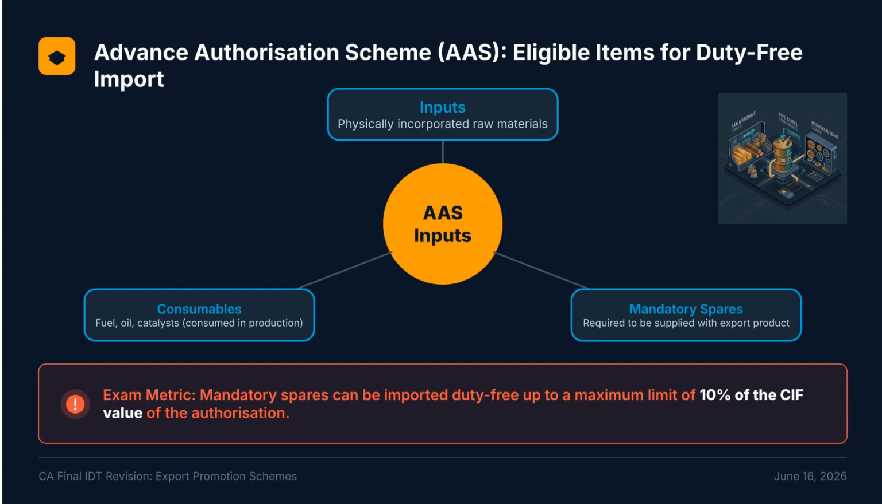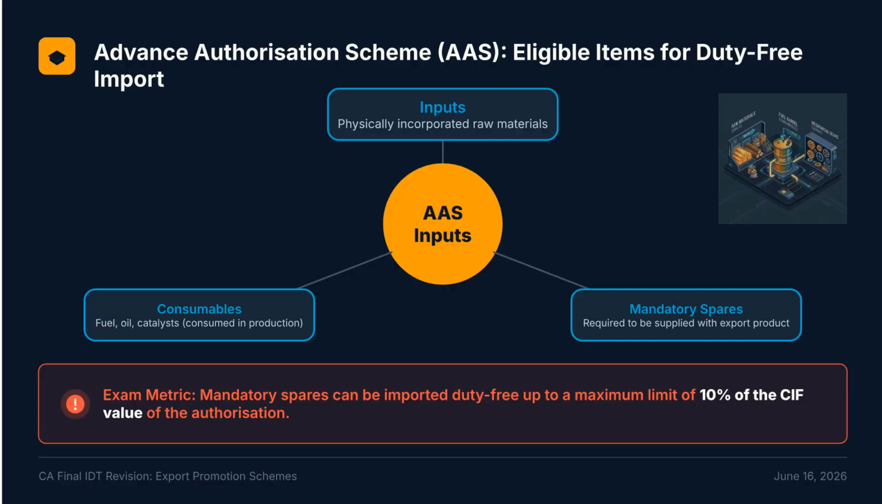Let's begin with the Advance Authorization Scheme, commonly called AAS. Under this scheme, three broad categories of items can be imported duty-free. First are inputs that are physically incorporated into the export product, allowing for normal wastage. Second are consumables such as fuel, oil, and catalysts that are used up during the manufacturing process. Third are mandatory spares that need to be supplied along with the export product.